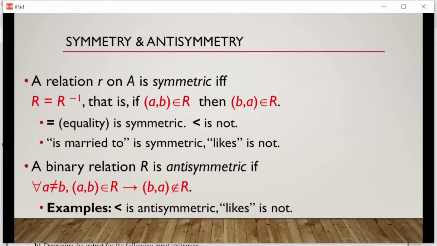But certain relations could be antisymmetric. Antisymmetric means that if A is related to B, then B is not related to A. So less than is antisymmetric in the sense that if 3 is less than 5, then 5 cannot be less than 3. Now notice that this is only when A is not equal to B, so less than or equal to is also called antisymmetric. So less than or equal to works as well.